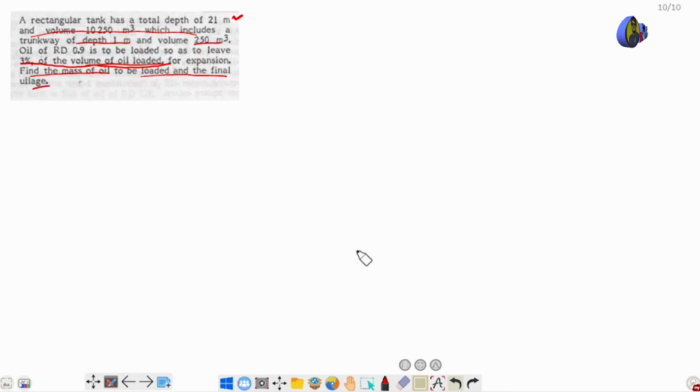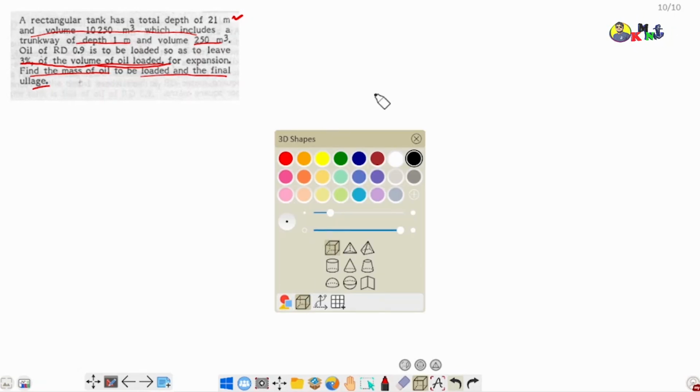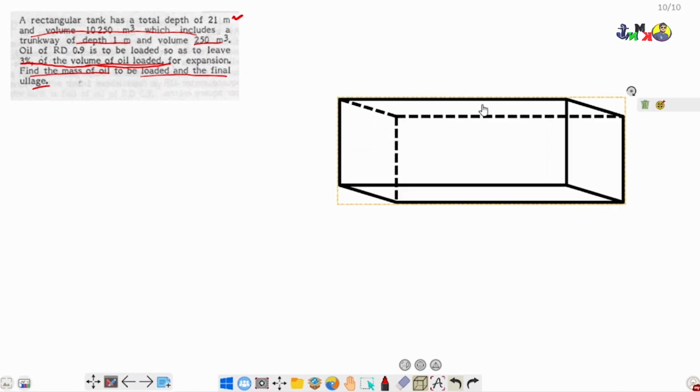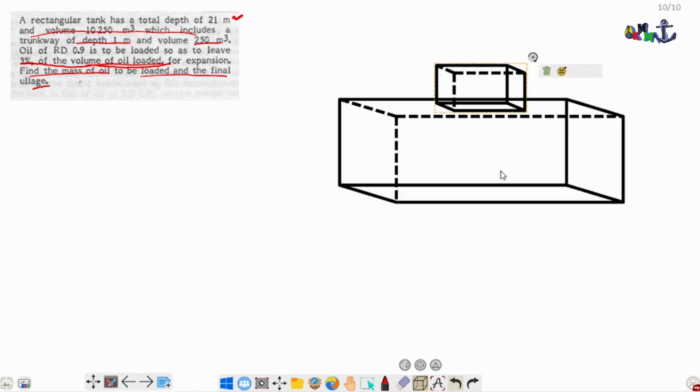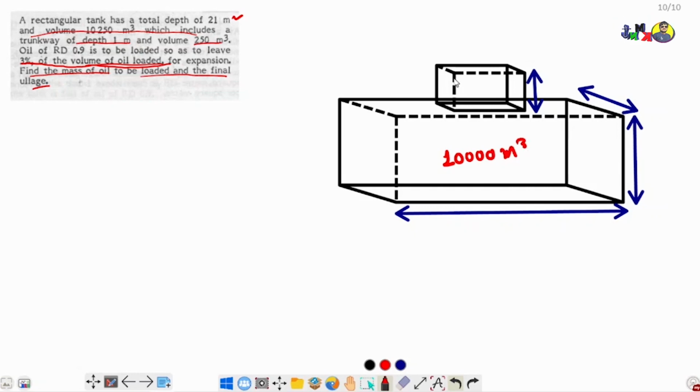We will draw the diagram. Okay. So this is the tank, rectangular tank, and we have the trunk at the top. We have this trunk, and we'll label it. We know the volume of the tank is 10,000 meter cubes and trunk is 250 meter cubes. Height of trunk is 1 meter and height of tank is 20 meters, and length and breadth we don't know, so we will mark L and B.